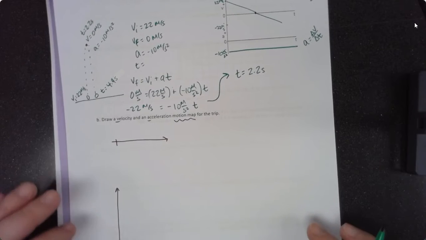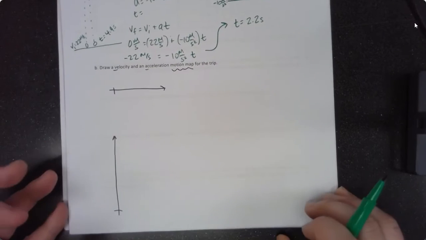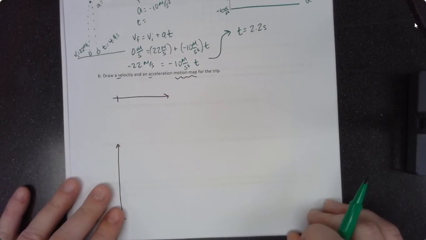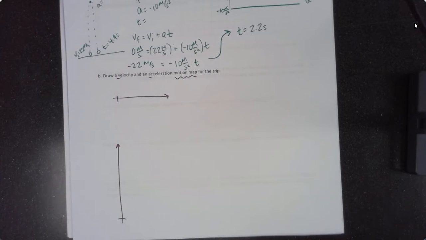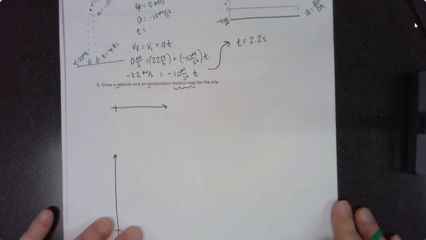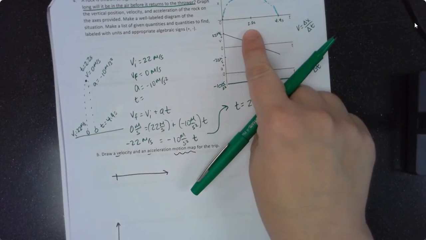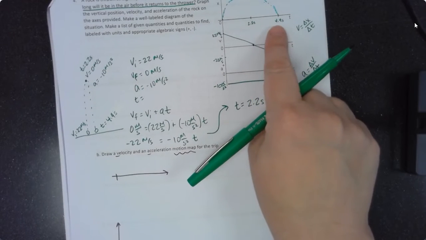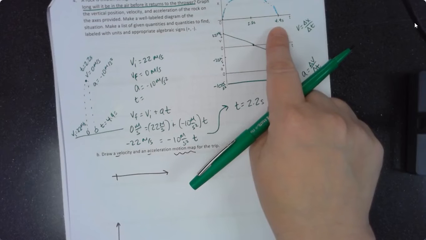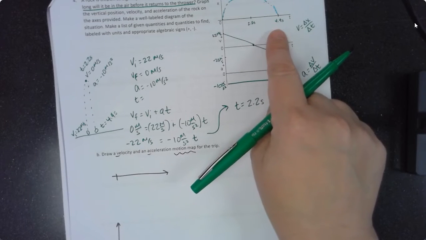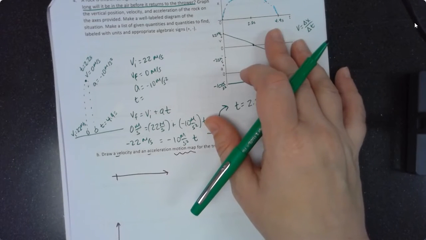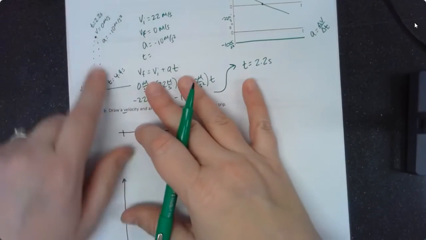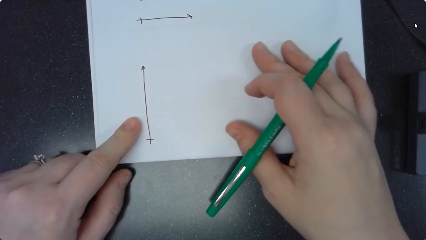So then in part B, it says draw a velocity and an acceleration motion map for the trip. This is actually a little tricky if we want to be quantitative about it, because we know that the turnaround point is at 2.2 and it comes back at 4.4, which means it's a little bit more than 4 seconds, which just isn't that many dots, right? I like to draw these when objects are thrown straight up in the air. I actually like to draw vertical motion maps.